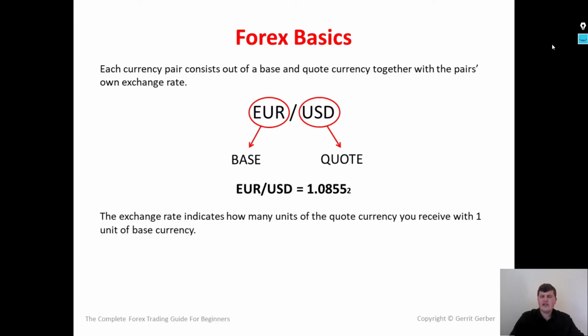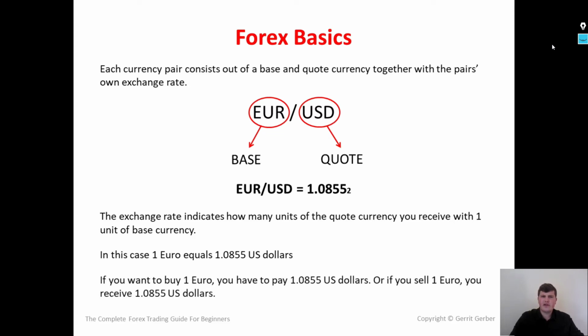The exchange rate indicates how many units of the quote currency you receive with 1 unit of base currency. In this case, 1 euro is equal to 1.08 US dollars. If you want to buy 1 euro, you have to pay 1.08 US dollars, or if you sell 1 euro, you will receive 1.08 US dollars. And that is what the exchange rate is used for in the forex markets. Hopefully that will make some more sense later on in this course.